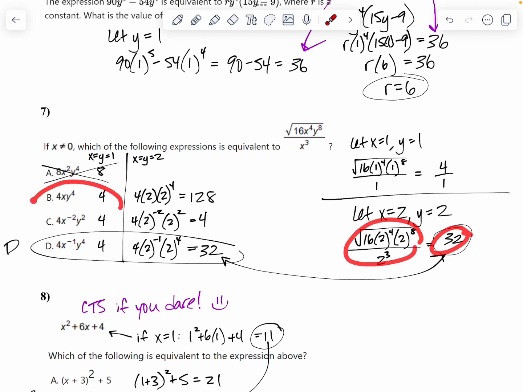Now I'm going through my 3 remaining answer choices, and I'm plugging in 2 and 2 and trying to figure out what answer equals 32. And it happens to be the last one. When I plug in 2 here and when I plug in 2 here, you can check it with your calculator. Just type this in and you get 32. And the other 2 answers are not equal to 32. So I know this is wrong and this is wrong.